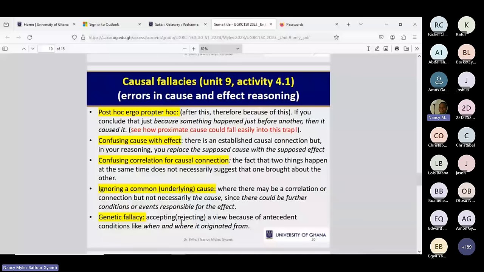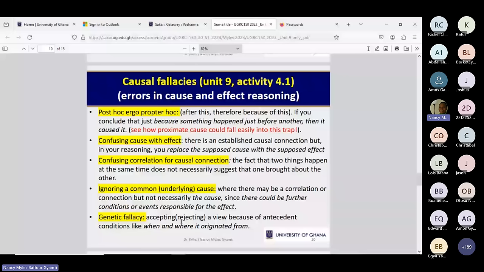The same with point three, confusing correlation for causal connection. There might not be any causal connection. One is not bringing about the other. They are just happening at the same time. For example, in three, they happen together; in one, one just happened before the other one. They don't have any cause and effect connection. But look at example two, what Madam just read: confusing cause with effect. That one, there is a causal connection. One of the conditions brought about the other.